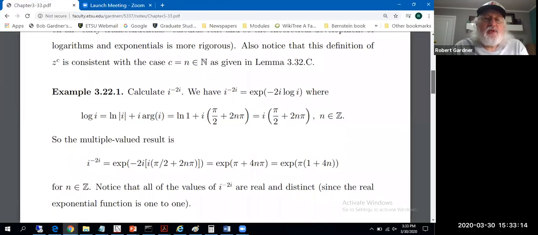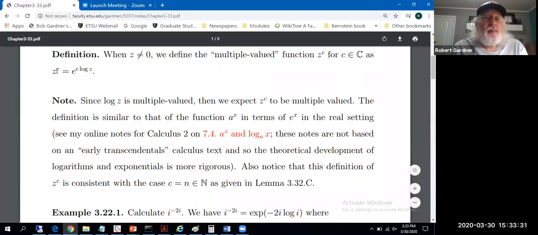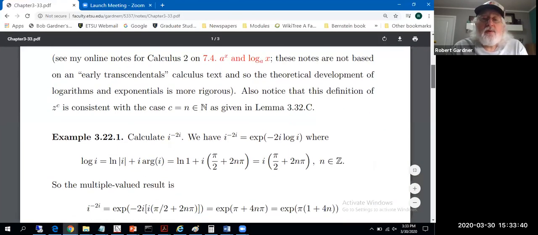So let's take that definition and let's calculate i to the -2i power. Okay, well, by definition, this would be, peek back at the definition since I made the fonts large, an exponential function with the exponent c and the log of the base. Okay, we wanted i to the -2i. We'll have an exponential function. Here's the exponent, log of the base, log of i.